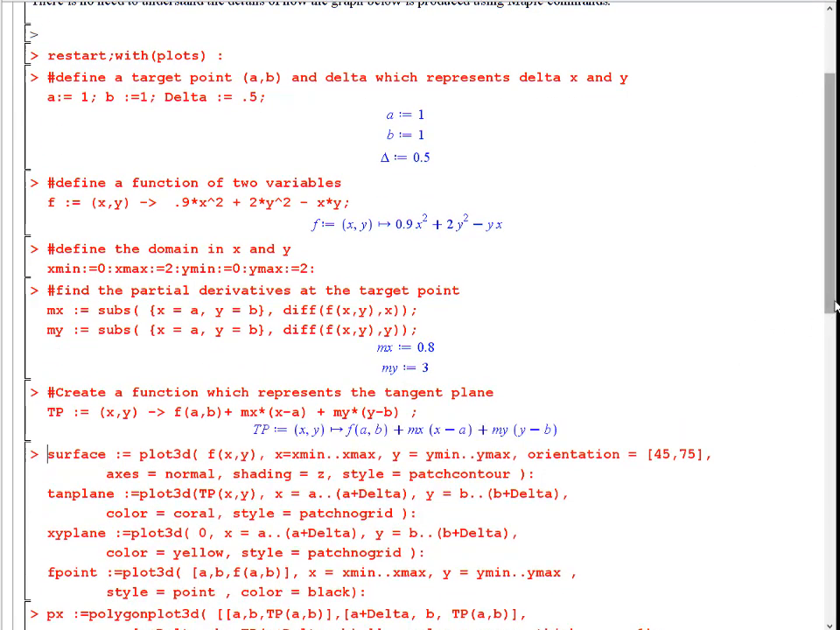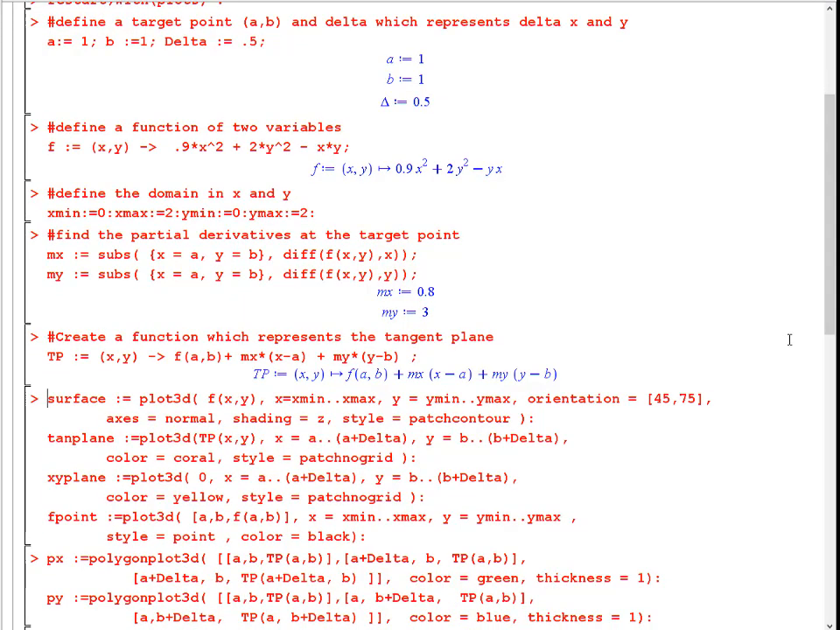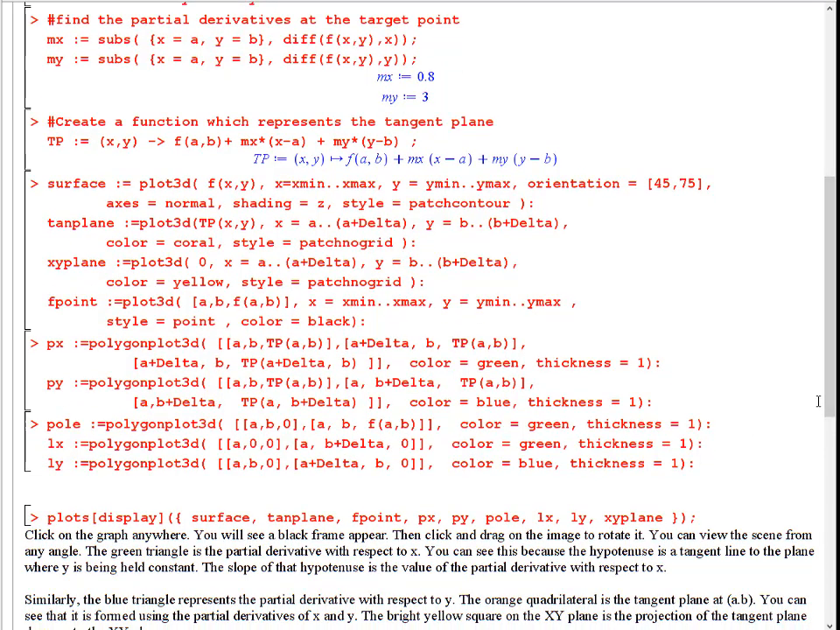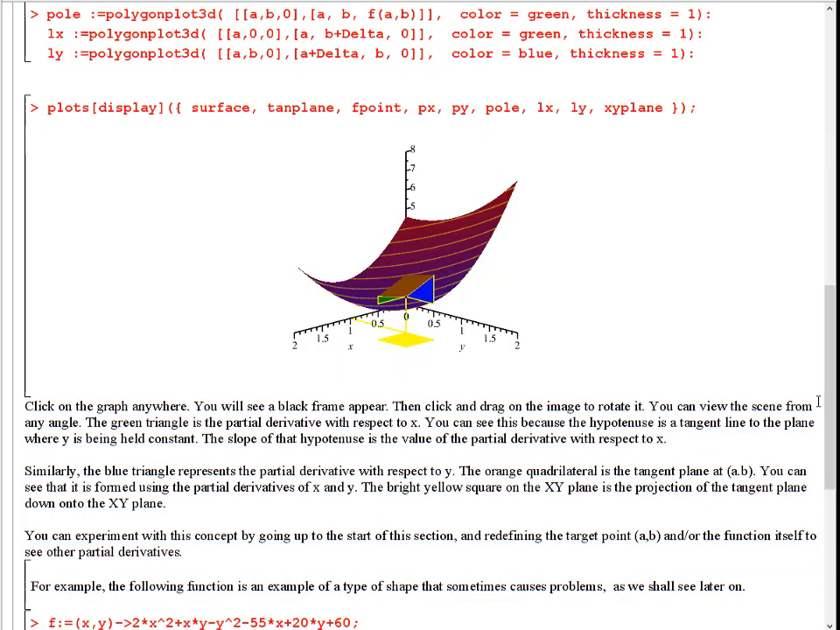This is going to be the tangent plane. I'll explain that in a moment. And here's the actual surface. Sooner or later we'll actually see the graph appear with any luck. This just sets it up and makes the colours hopefully visible. So here I think we should get the graph.